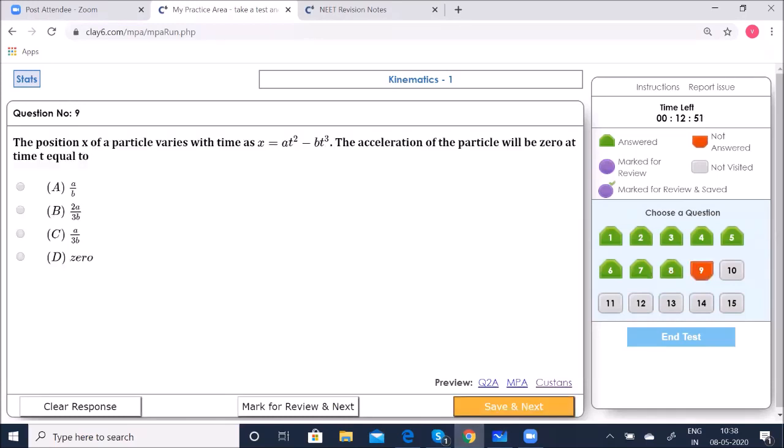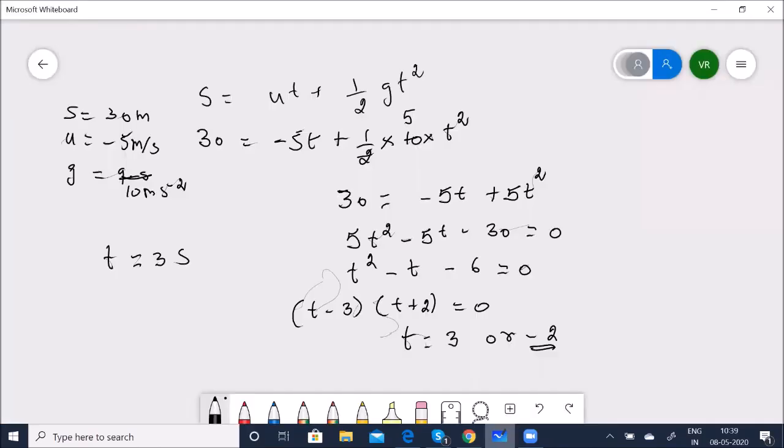The position x of a particle varies with time as x is equal to at squared minus bt cubed. The acceleration of the particle will be 0 at time t is equal to what? What is now going to be the acceleration? This is what is being asked. See, this is now quite simple. Now he has given you x is equal to at squared minus bt cubed.